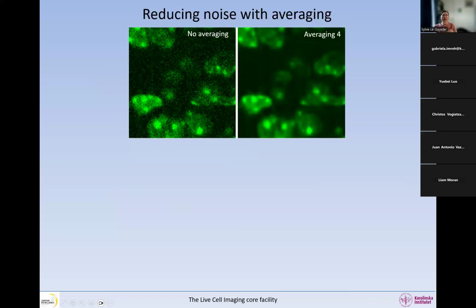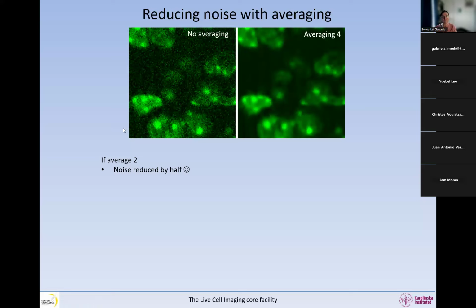Now, if we have a very dim sample, and we anyway have a high contribution of shot noise in our images, and we cannot immensely increase the laser power, what do we do? If we have anyway a noisy image, what do we do with it? What we can do is averaging. With averaging, we acquire several images, and for each pixel, the software is going to sum and calculate the average intensity for each of them and create a new image.